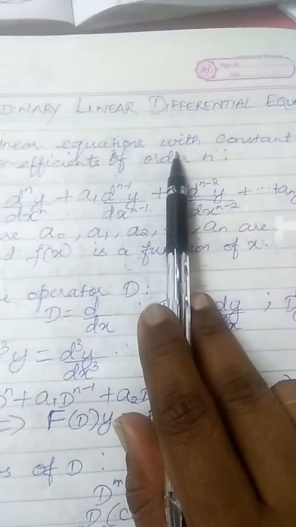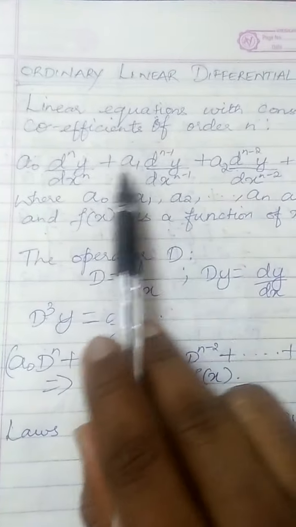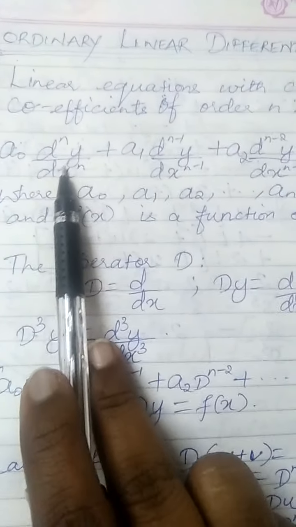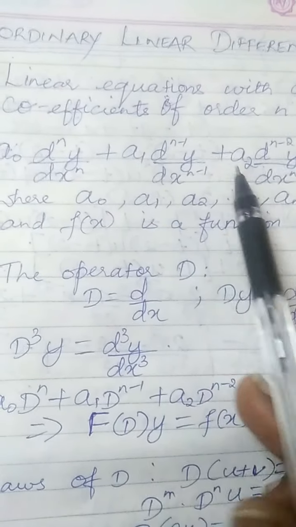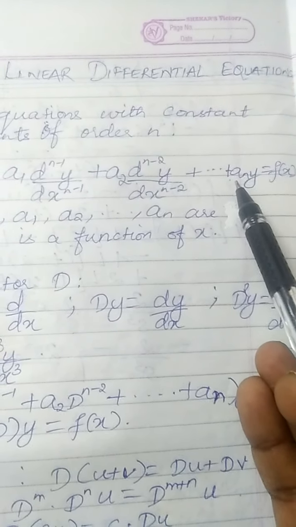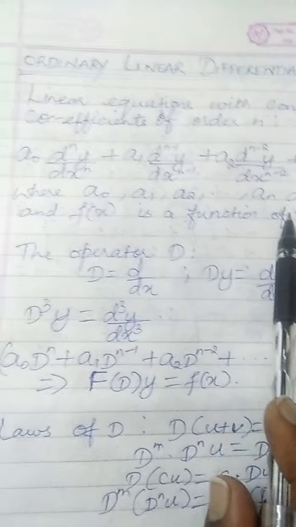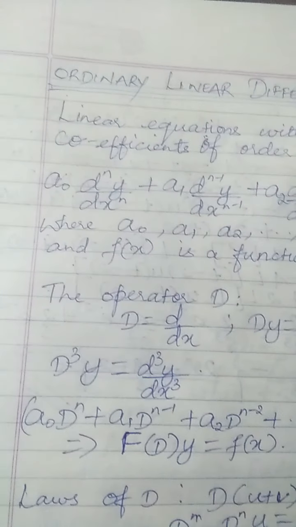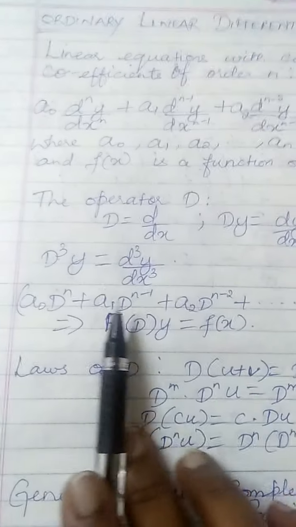That is, the linear equation with constant coefficients of order n, in general form, is given by a0 times the nth derivative of y, plus a1 times the (n-1)th derivative of y, plus a2 times the (n-2)th derivative of y, etc., plus an y, equal to f of x, where all these coefficients a0, a1, a2, up to an are constants. They are all constants. And f of x is a function of x.